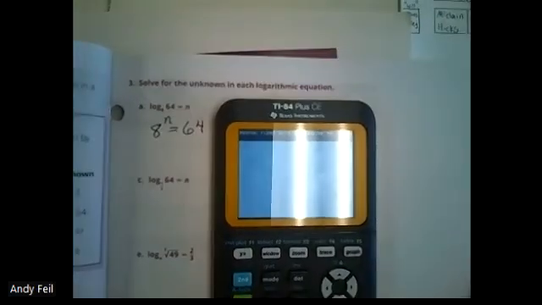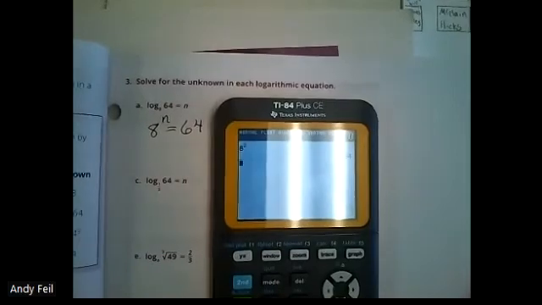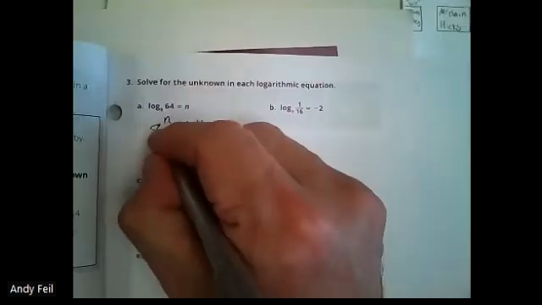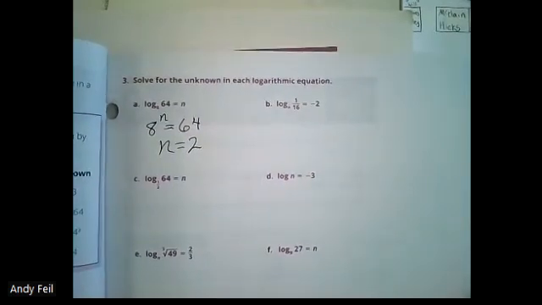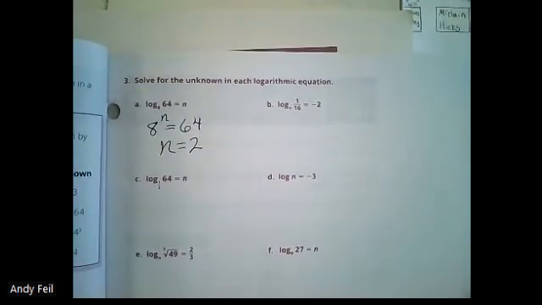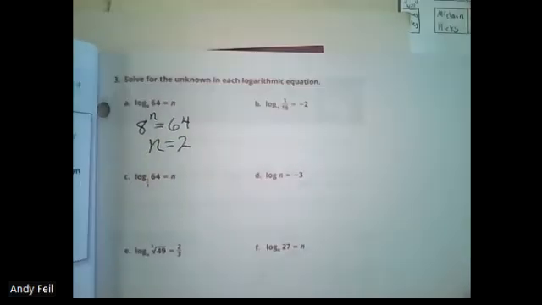Let's take a wild guess. What do you think? 2. 8 to the second power, you figured it out. N equals 2. There you go. You did it. That's it. You can do it. Let's do letter B together.